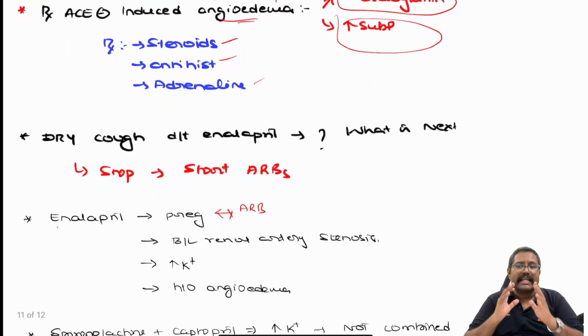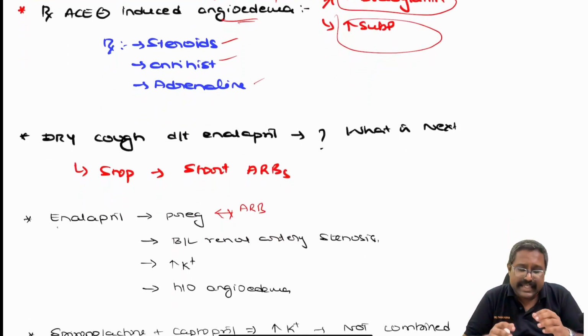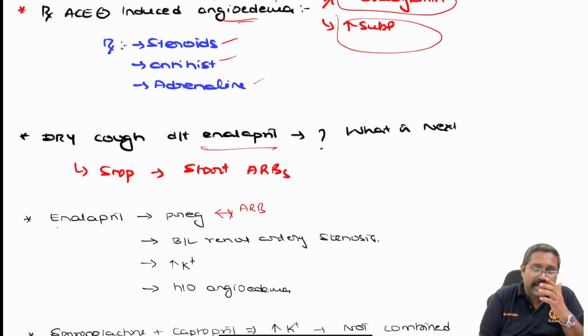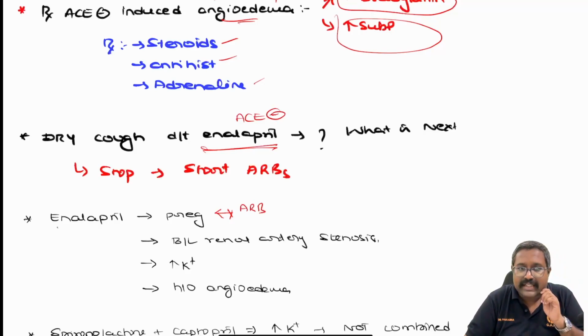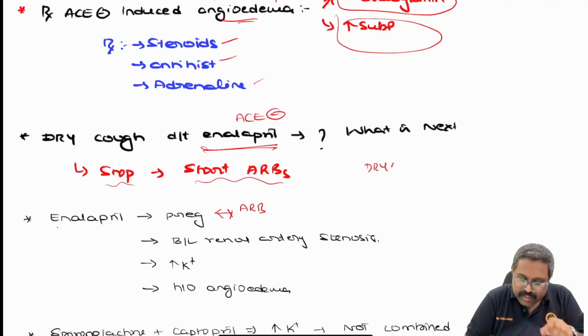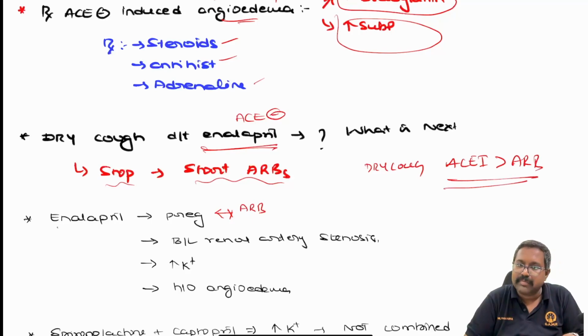What happens if there is a dry cough induced by an ACE inhibitor? Enalapril is an ACE inhibitor, so it can produce a dry, brassy cough. What will be done next? You need to stop it immediately and you can start with the ARBs. With ARBs, the dry cough is less compared to ACE inhibitors. This you should keep in mind.